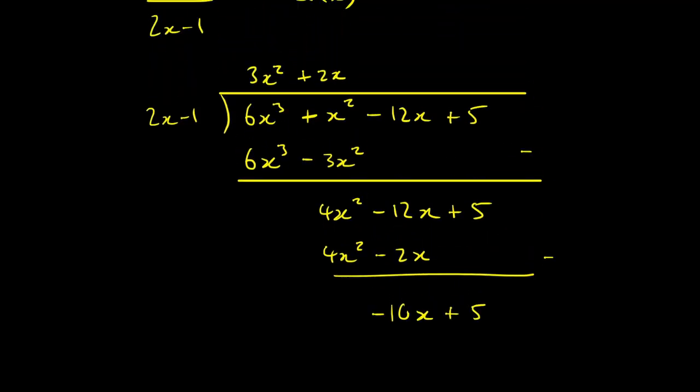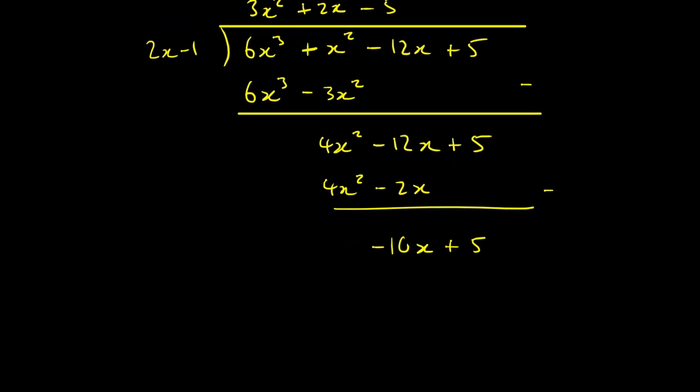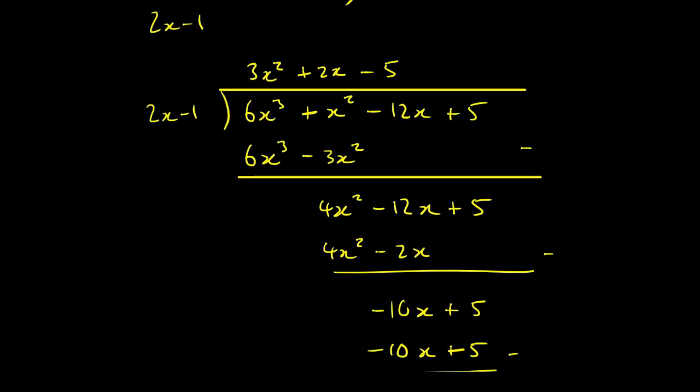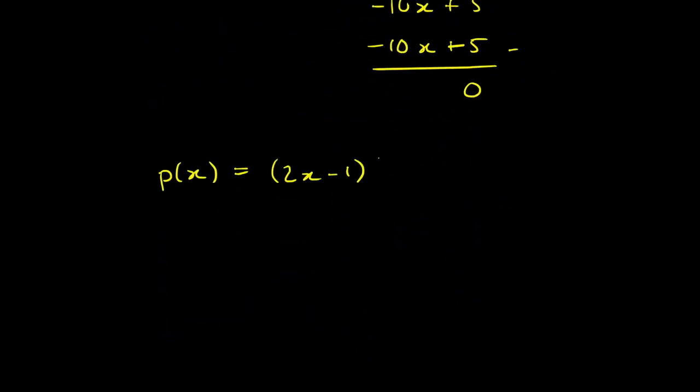Negative 10x becomes the new leading term. I divide it through by 2x, which is going to give me negative 5. And so if I take negative 5 and multiply through, I get negative 10x plus 5. And of course, if I subtract that off, I get 0 as I expect. Okay, so what have we shown? We have shown, therefore, that p of x can be written as 2x minus 1 times by 3x squared plus 2x minus 5. So 3x squared plus 2x minus 5.